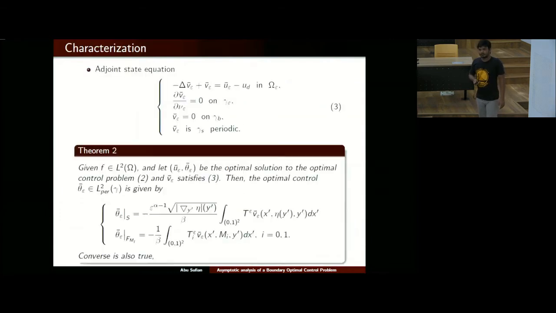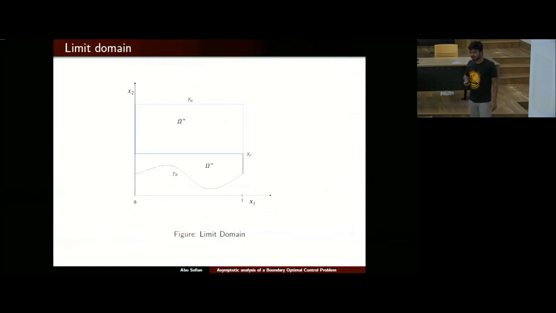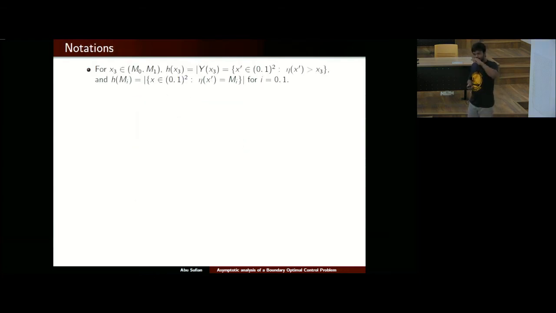Yeah. So we have already seen from Professor Guardiolo that the upper part will be filled by this whole kind of structure. So in the limit case, we are going to have a limit problem on this kind of structure. So this omega plus is basically filled by all the pillars, and omega minus is a fixed one. Okay. So in this domain, we're going to have a limit optimal control problem.